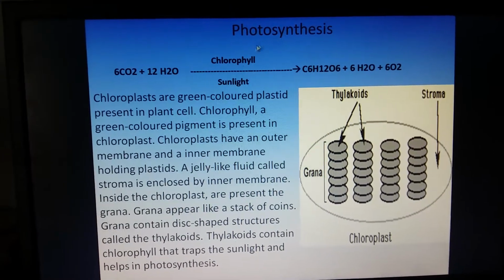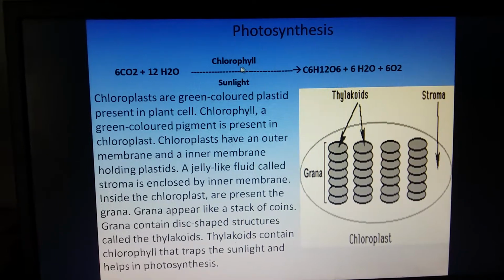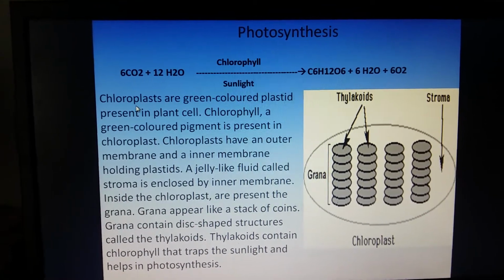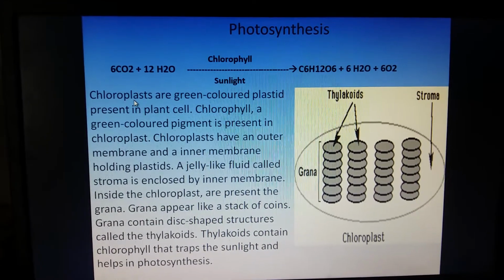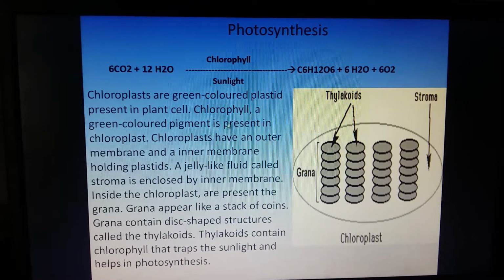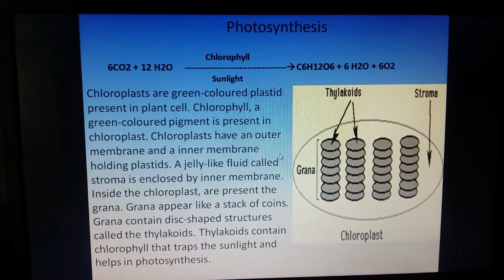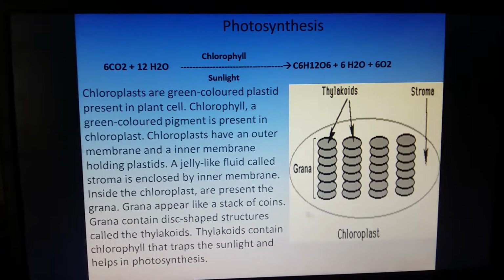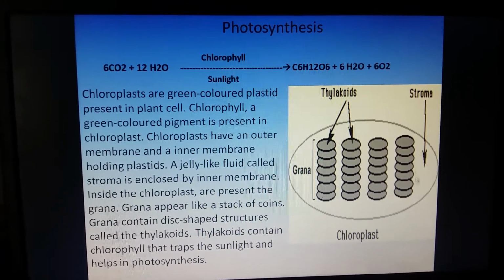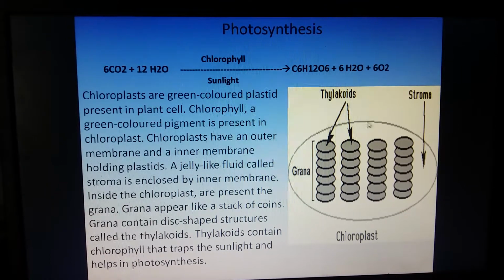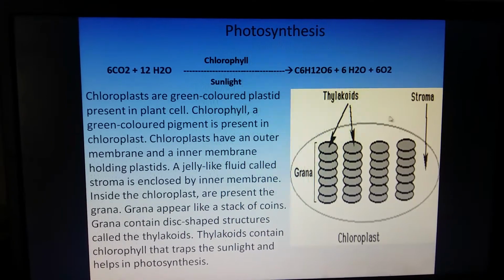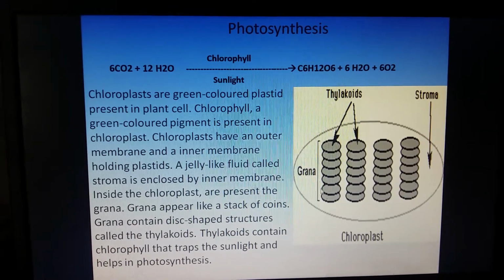Now what is this chlorophyll? Chlorophyll is actually a green colored pigment which is present in the chloroplast, and chloroplasts are cell organelles found in plant cells. So inside chloroplast is chlorophyll. This is a structure of chloroplast. Chloroplast has an outer layer and an inner layer, and there lies stroma, a jelly-like fluid, and there are grana.